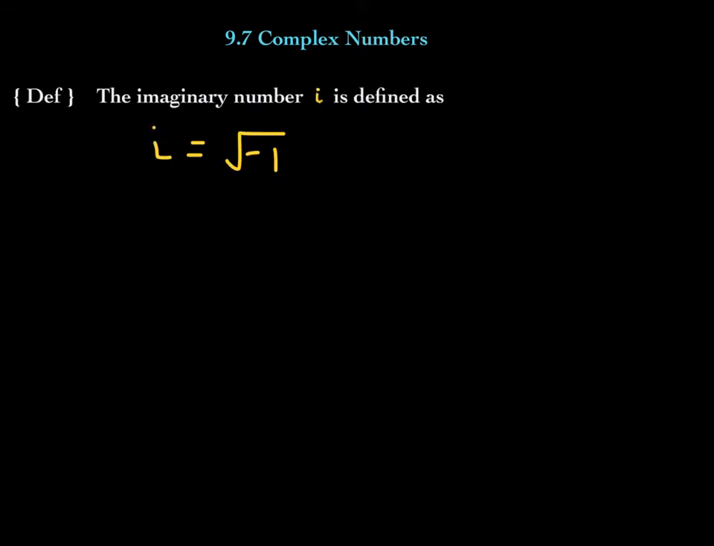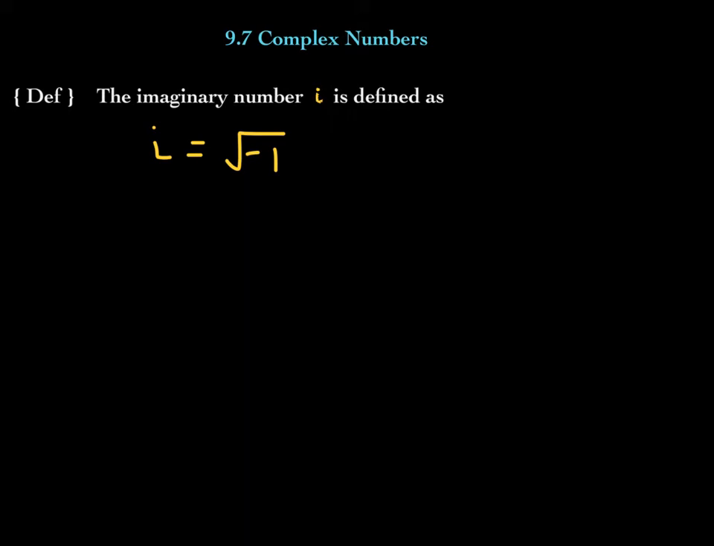So the imaginary number i is defined as the square root of -1. Now, in the real number system, the square root of -1 is not real. It's not a real number. There is no real number such that when you square it, you get -1. But in the complex number system, there is a solution to this expression, and we call it i.